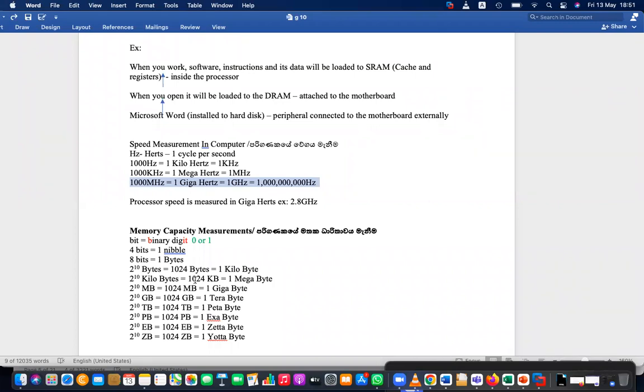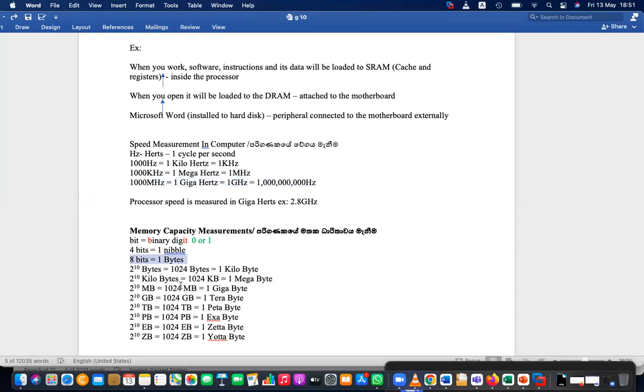And then the memory capacity measurement unit is the bit. Bit means binary digit, that is 0 or 1. Simply think about a bulb. A bulb has 2 states, on and off. A switch has 2 states, on and off. That on-off status is called a bit. Right? Four such bits is called a nibble, and 8 such bits is called a byte.